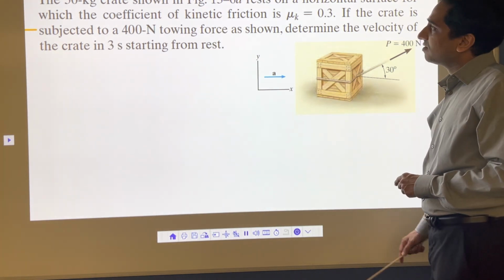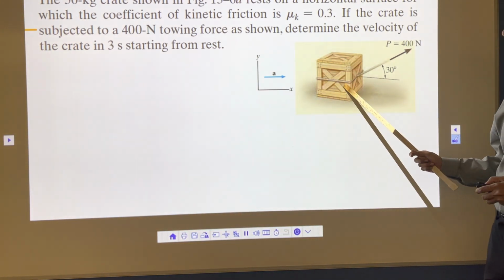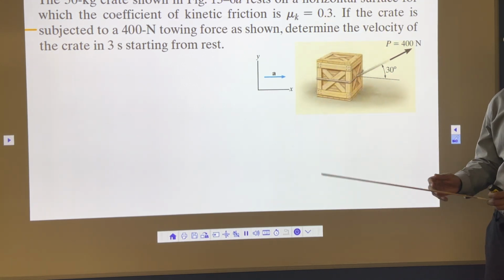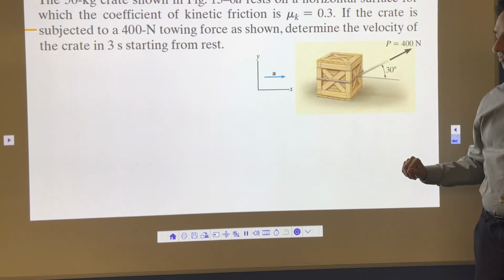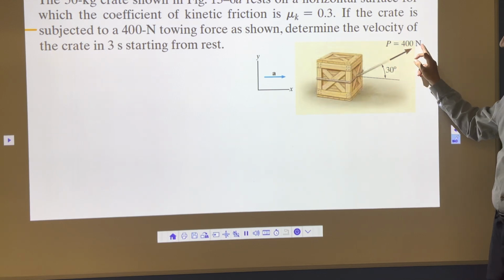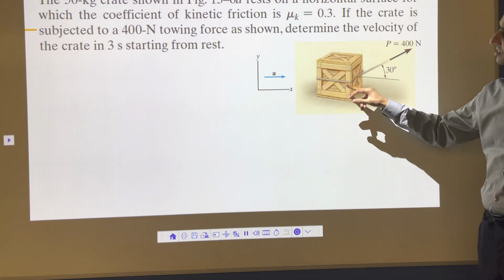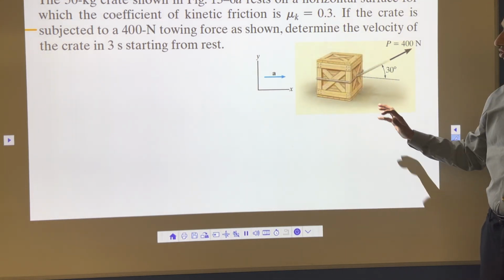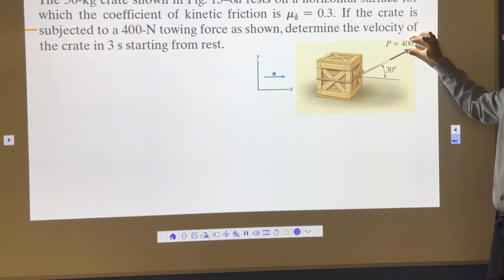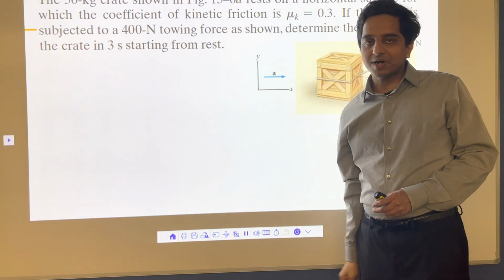In this problem what we have is a 50 kilogram crate. So this is a box or a crate given as a 50 kilogram mass, resting on a horizontal surface with coefficient of friction 0.3. So there is a surface with coefficient of friction given, and then it's being pulled by a force of 400 Newton at an angle of 30 degrees. So there is some kind of crane at this angle, and it's pulling this against the friction here on the surface. So initially at rest, you're going to apply this force, and then it says determine the velocity at the 3-second mark.